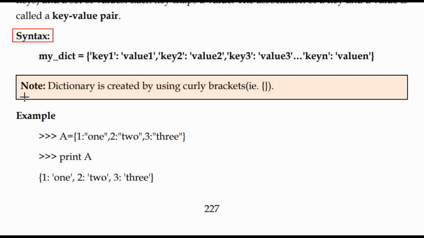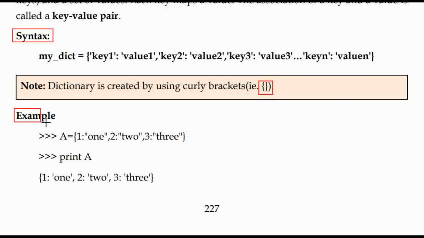Here is an important point. Note, a dictionary is created by using curly brackets. This point should be noted. When you declare a dictionary, you should use curly brackets only.